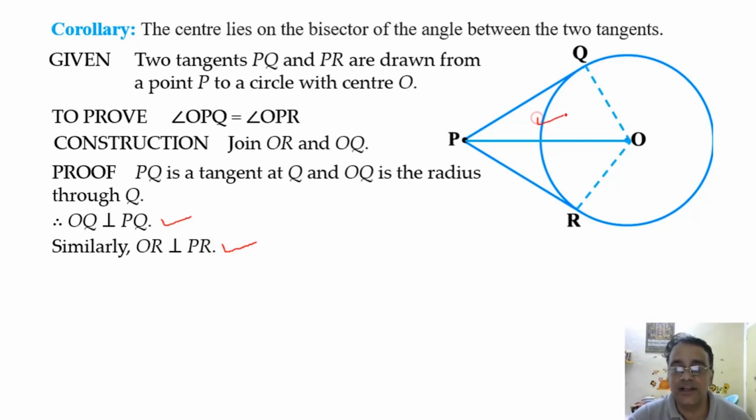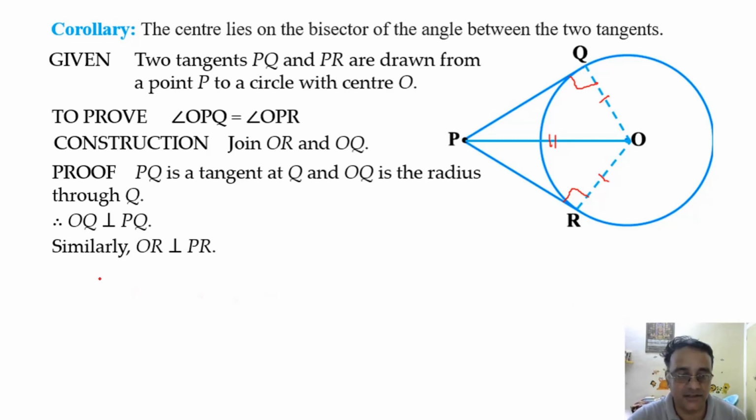Now we are going to take these two triangles. In these two triangles, OR is equal to OQ. Why? Radii of the circle. And these two angles are equal. Why? Each 90 degrees. And this is common. So these two triangles are again congruent. By which criteria? RHS congruence rule.